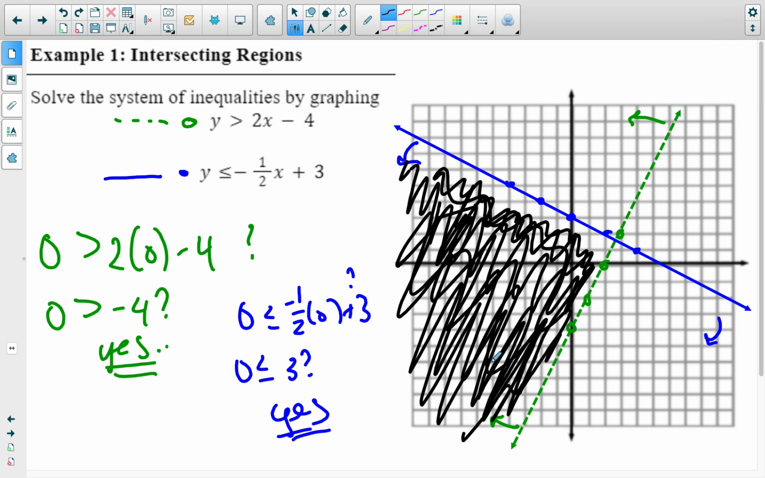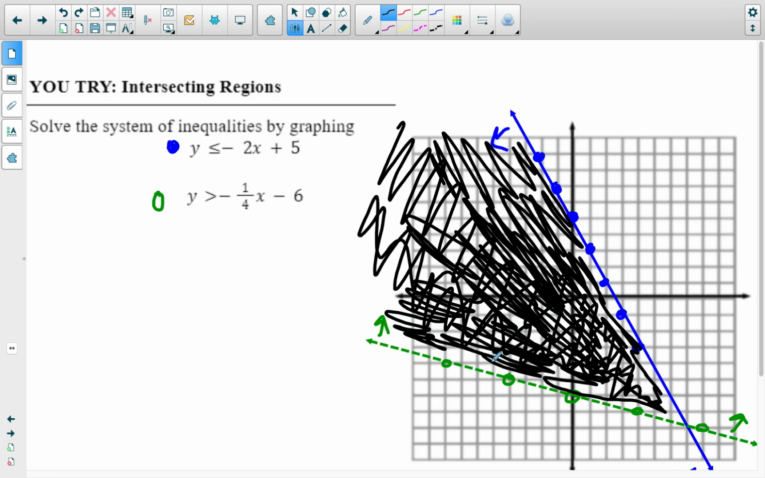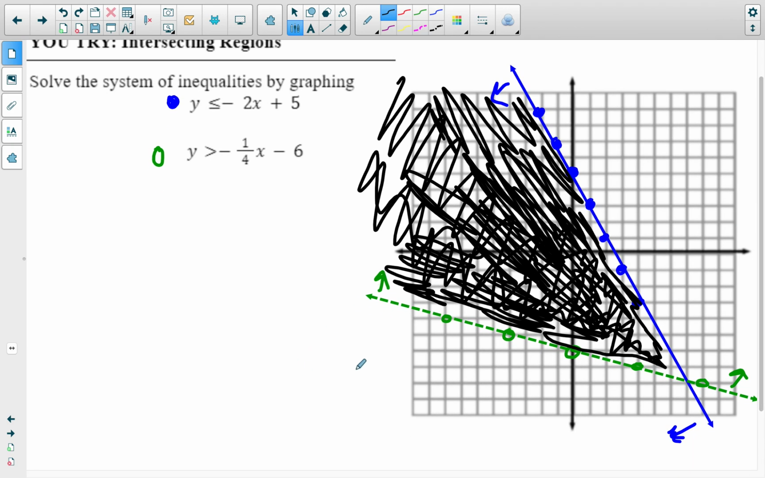Okay, so you want to shade only that part. Pause the video, give this one a try. Focus on open, closed circles, dotted or dashed lines. Okay, hopefully you've given this one a shot. It should look something like this. Okay, I already graphed it before I started the video, so notice that this first one has a solid line, and then this bottom one has a dashed line, and then the area where they overlap is right here.